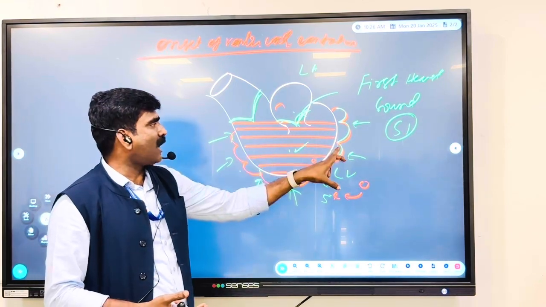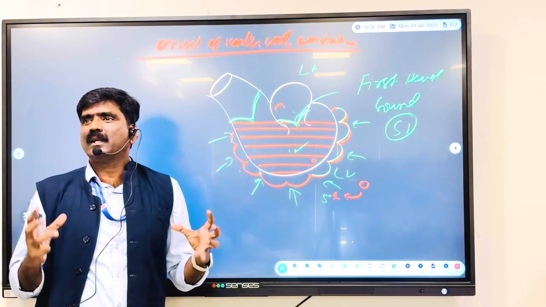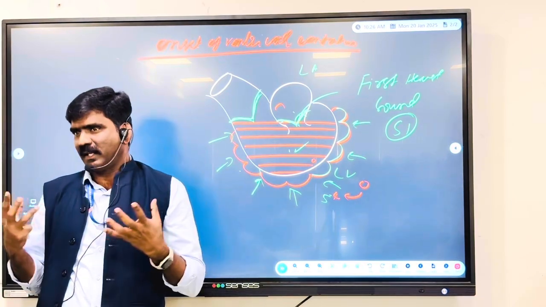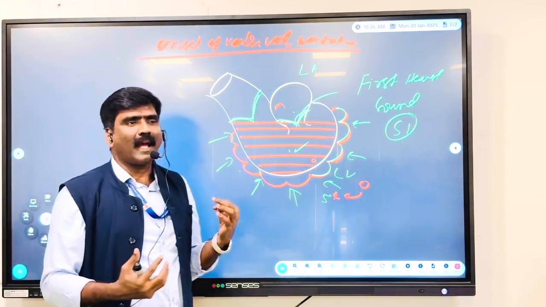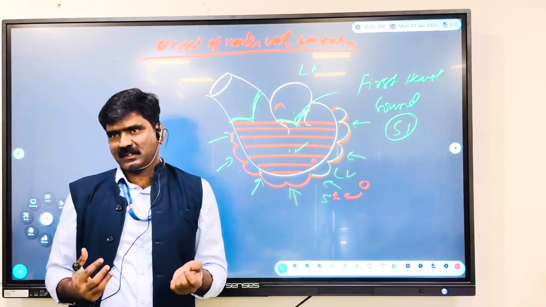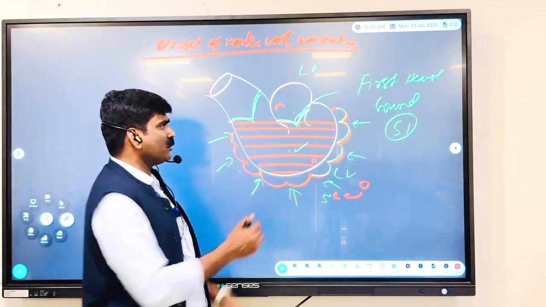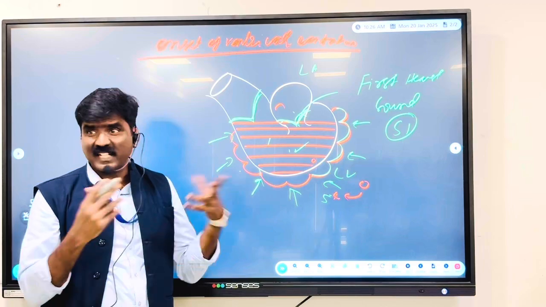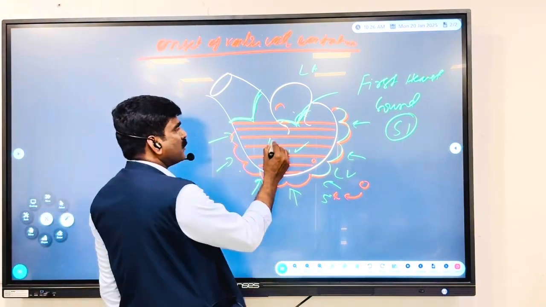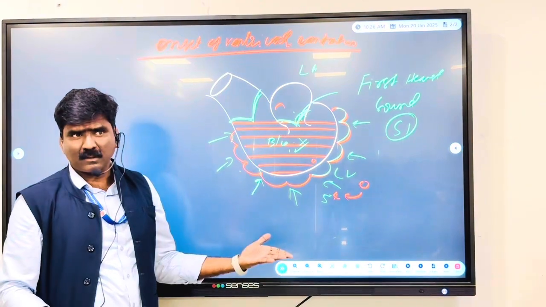Now the ventricles are contracting like a closed chamber, and it is called the isovolumetric phase. What is the isovolumetric phase? The blood volume is not changed in this phase. Why? Because both the valves are closed, right?